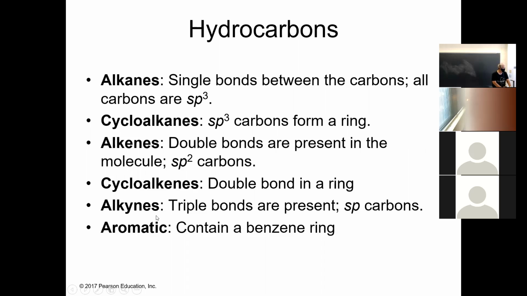And then there are alkynes. And alkynes are hydrocarbons that have a triple bond present. The carbons in the triple bond are sp hybridized, and they form a linear geometry. Okay, second semester, we actually have a whole chapter on what we call aromatic compounds. For our purposes, right now, we're going to say aromatics are like benzene.